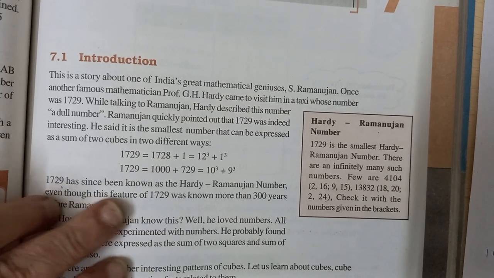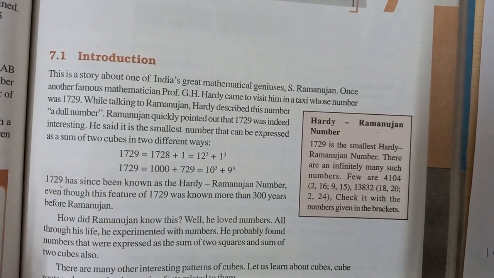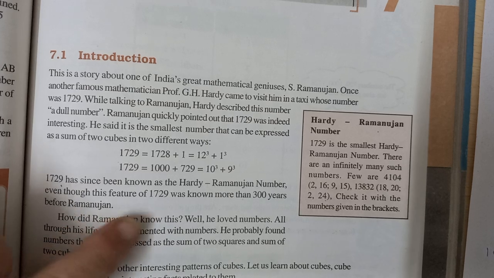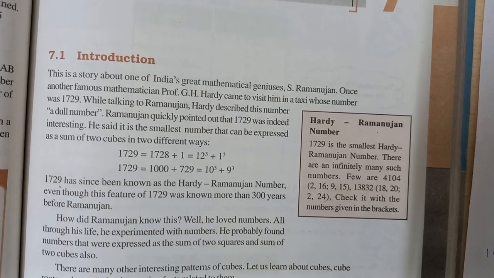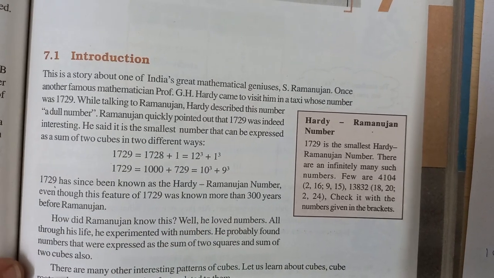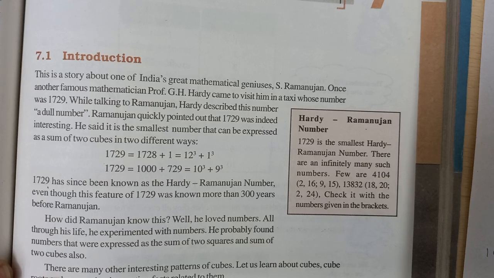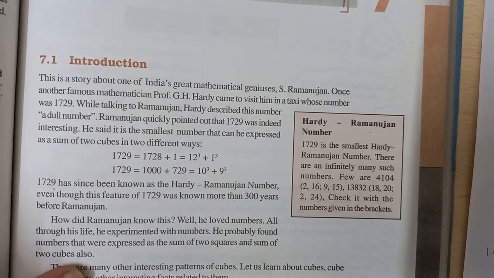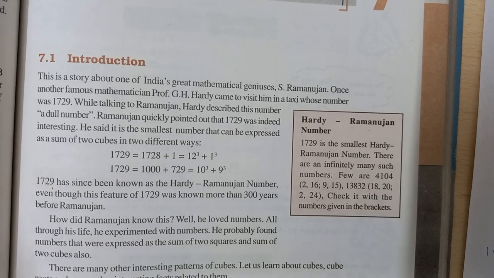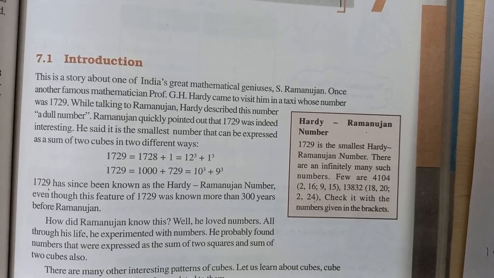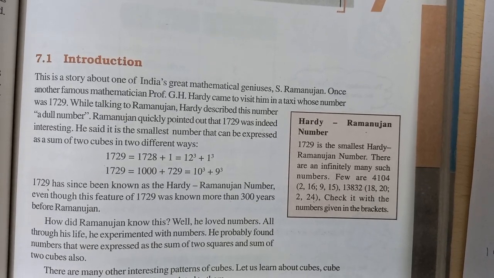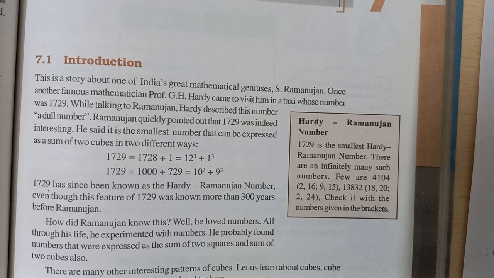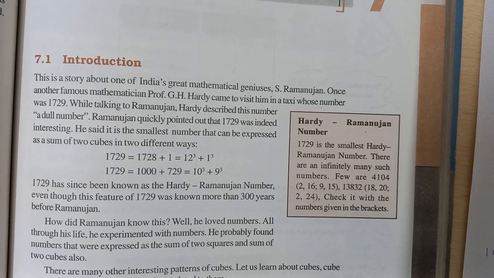1729 has since been known as the Hardy-Ramanujan number, even though this feature of 1729 was known more than 300 years before Ramanujan. How did Ramanujan know this? Well, he loved numbers. We all should love mathematics. Play with these numbers. You will get some interesting facts about some numbers.